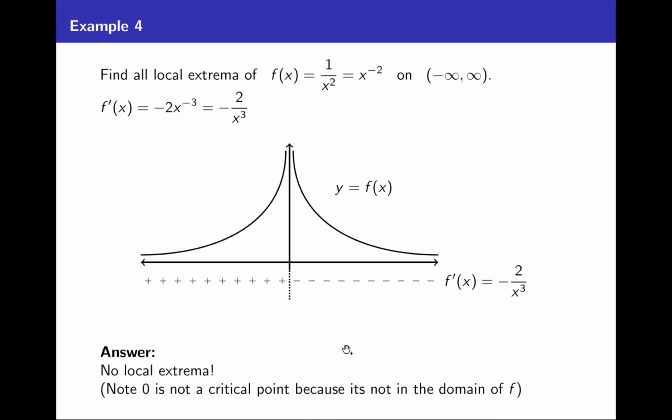If you graph this function y equals f of x, it's going to look something like this. There's no point on the graph at x equals 0, so you don't have a local maximum. So watch out for that kind of phenomenon. Here, there's no extrema whatsoever for this function f of x.